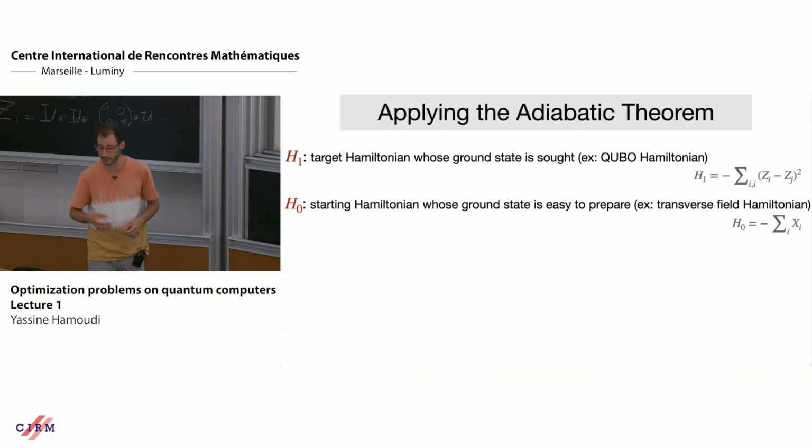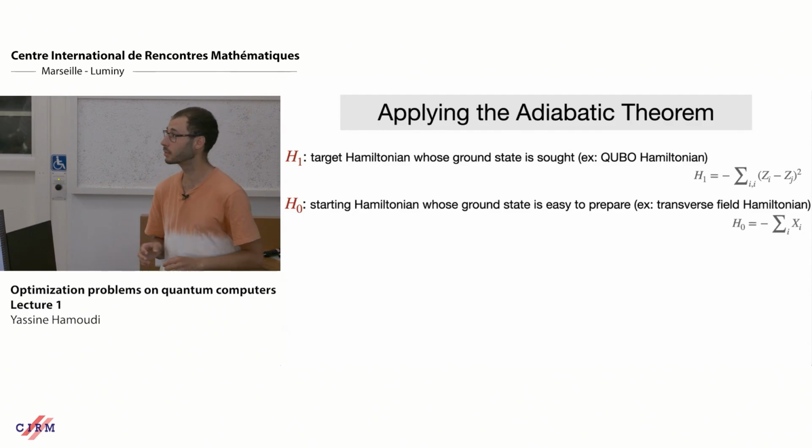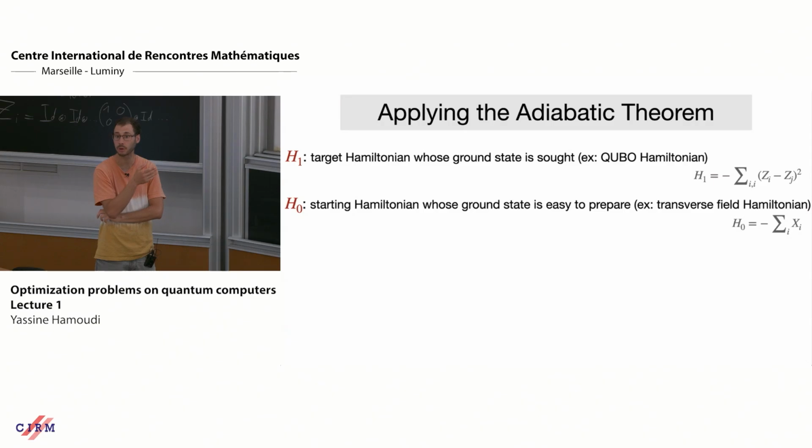Now what you will typically do is you will choose another Hamiltonian H naught, which is one for which it's very easy to prepare the ground state, something which is very easy to optimize. So one example is the so-called transverse field Hamiltonian, which is just a sum of Pauli X matrices. Okay, the ground state here is just the uniform superposition over all states. Okay, so the ground state can be prepared very easily for H naught.